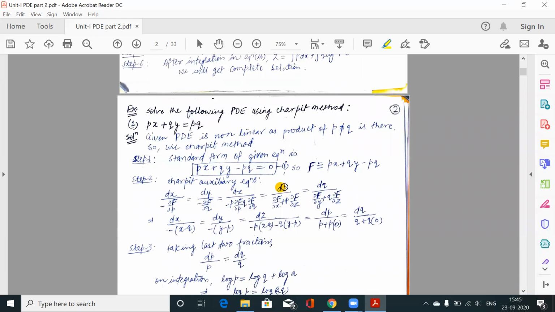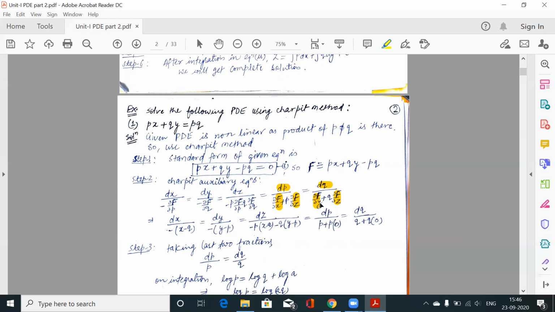These are dp over del f over del x plus p del f over del z, and similarly dq over del f over del y plus q del f over del z. Now what we are saying is that in this special case one, we don't have terms of x or y or z. So if the x term is not there, then the differentiation of f with respect to x would be 0. So this term is 0. Similarly, del f over del z, and there is no term containing z. So this derivative is also 0. So 0 plus p into 0 means total 0.